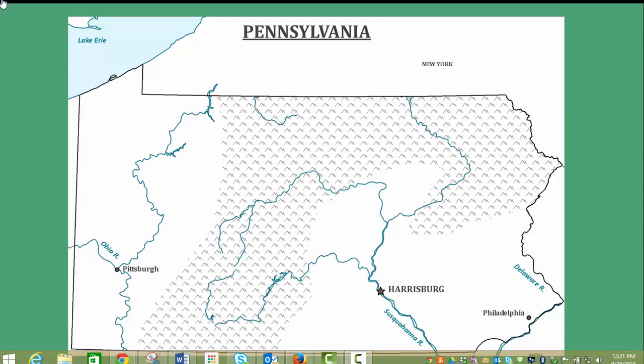This is called a state map. We live in a state called Pennsylvania. Your town is in the state of Pennsylvania. There are also lots of other towns and cities in Pennsylvania. A map of Pennsylvania will show us other places in our state. A map of Pennsylvania will also show us where there are big areas of water.